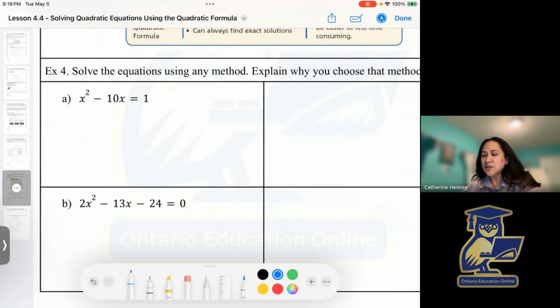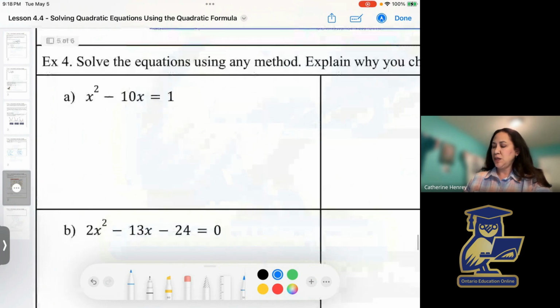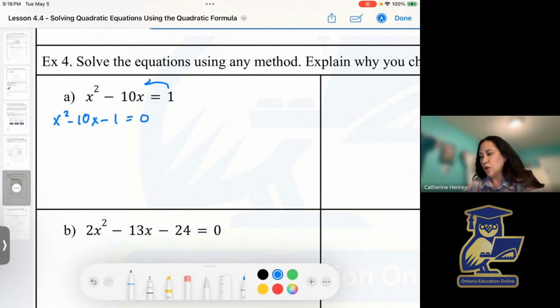So if I take a look at x squared minus 10x equals 1, if I solve it, I have to make one side equal to 0. So I'm going to go ahead, let me zoom in, and I'm going to move 1 over to the left side so that I have x squared minus 10x minus 1 equals 0. So let's think of all of the different methods we could use.